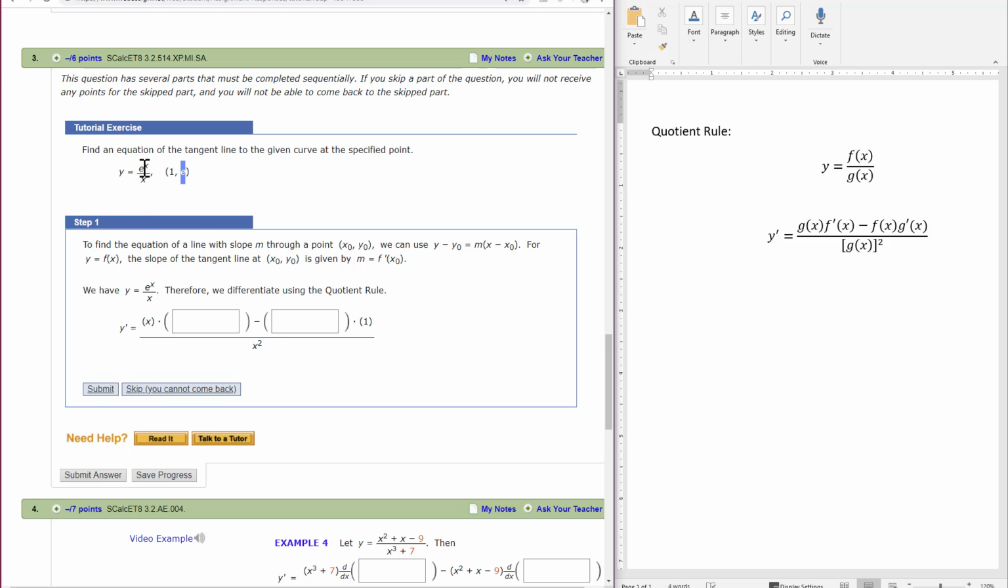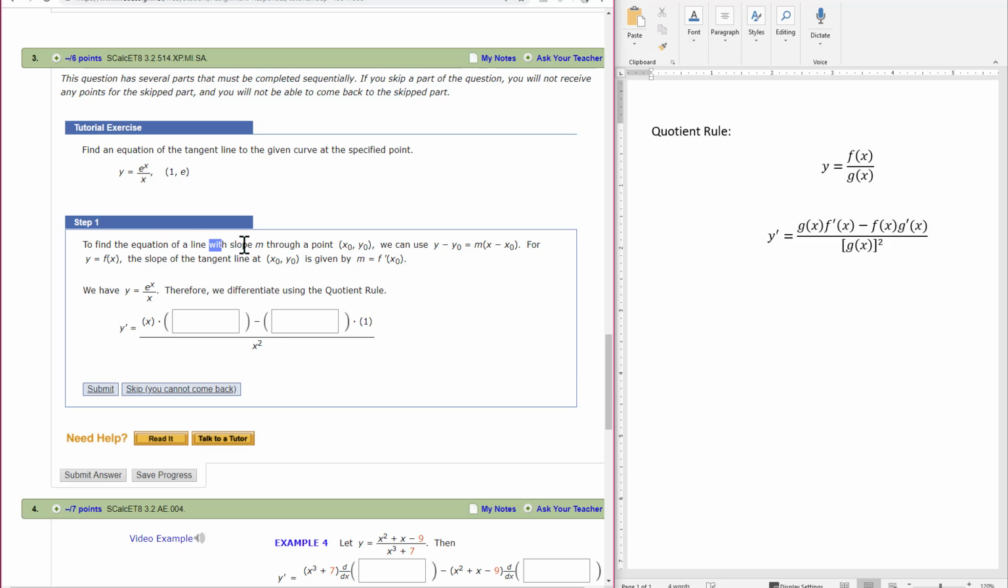I mean, you can check that if you want. If you put 1 in for x, you're going to get your y value e. So we have a point, and we want an equation of a line. We just need a slope, and for a tangent line, the slope is going to be the derivative. So we want to find the derivative.